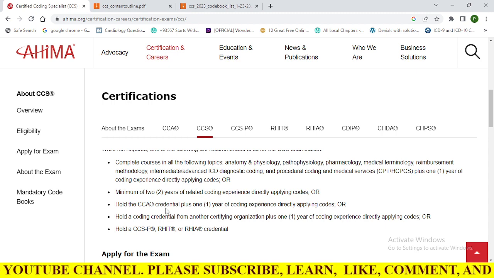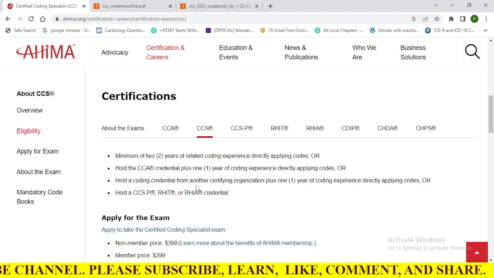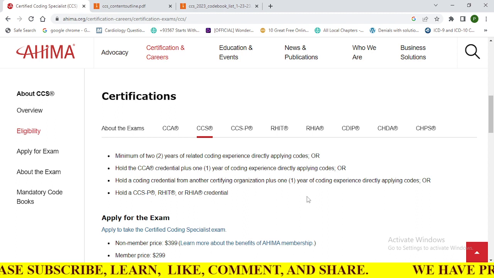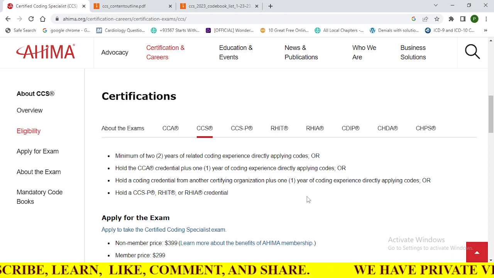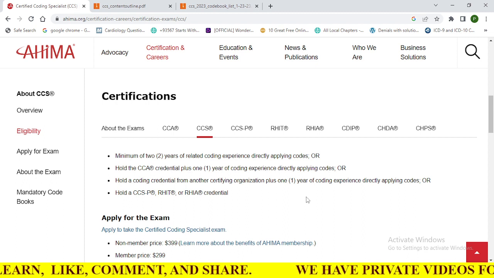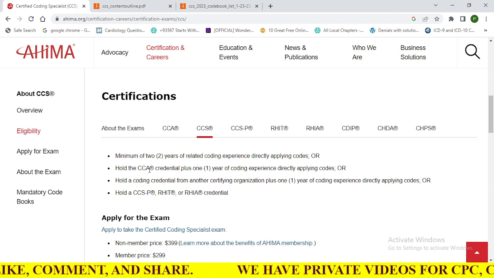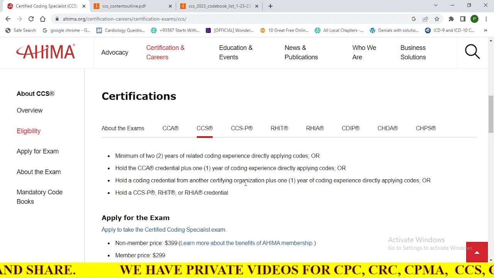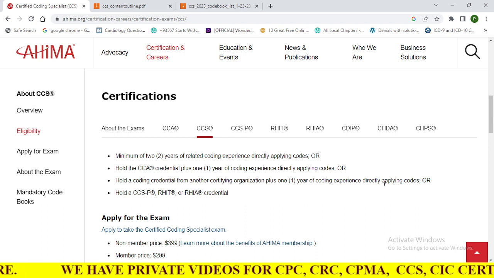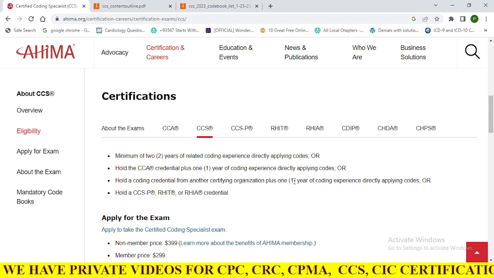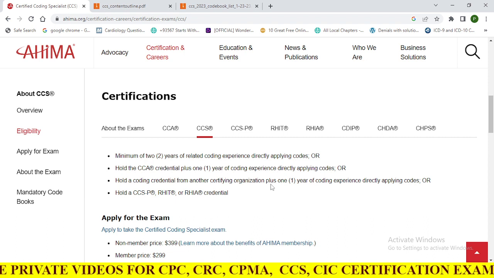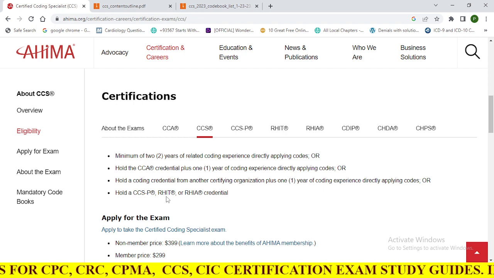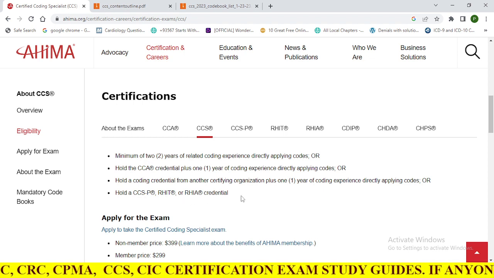Or you need to have the CCA credential plus 1 year of coding experience directly applying codes. If you have 1 year of experience and CCA certification, you can write the CCS exam. You need to know that the CCA certification is also from AHIMA only. Or you hold a coding credential from another certification organization plus 1 year of coding experience directly applying codes. For example, if you have AAPC certification and 1 year of experience, you can write the CCS certification, or you need to have CCS-P, RHIT or RHIA credentials.